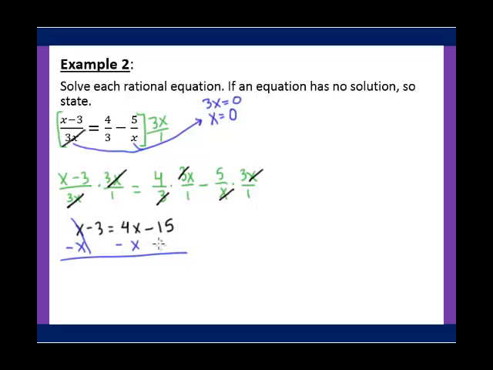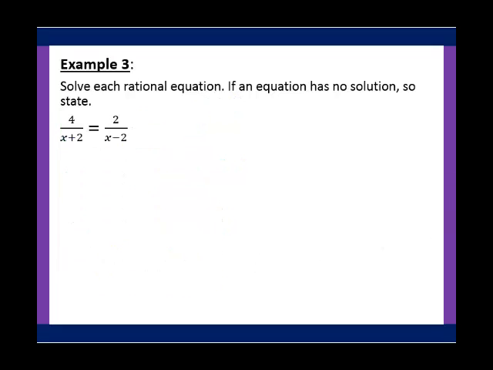So I subtract the x over, and I'm going to add the 15 this way. That gives us 4x minus x is 3x. Negative 3 plus 15 is 12. So divide by 3 on both sides, and you get x equals 4. Since that's not 0, that's our answer.